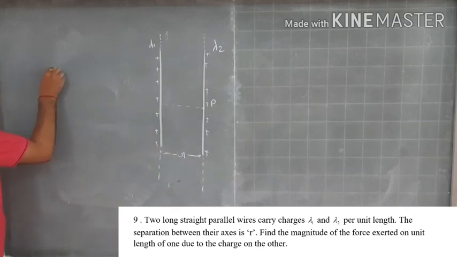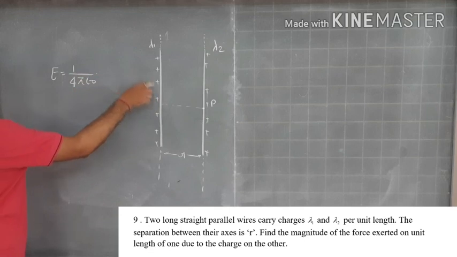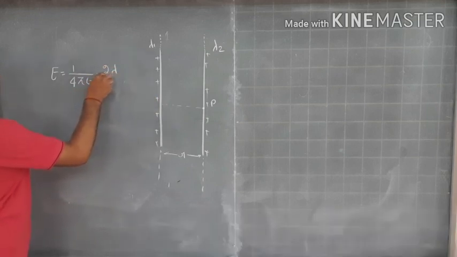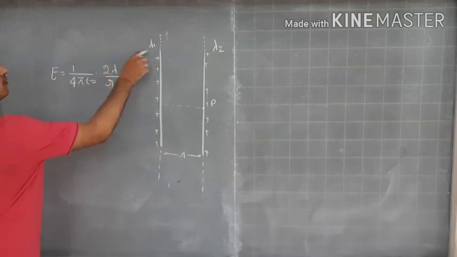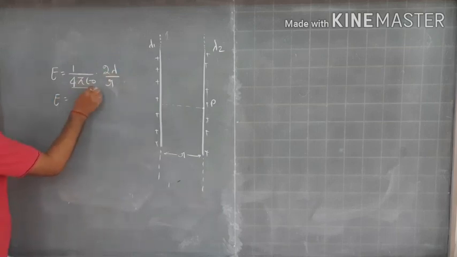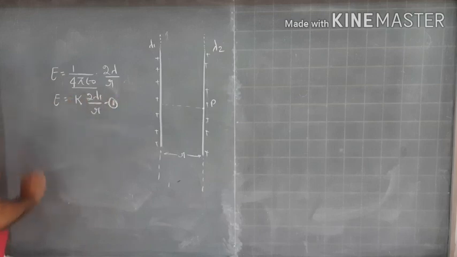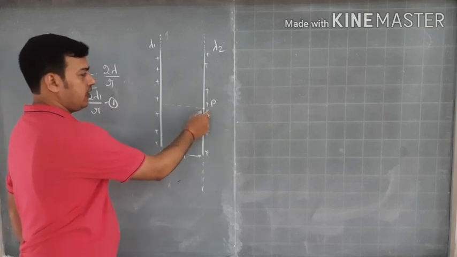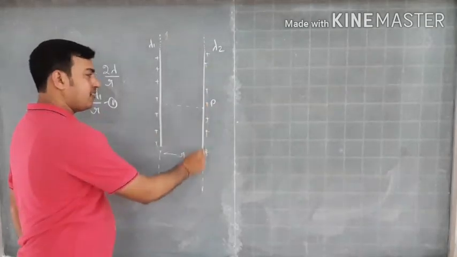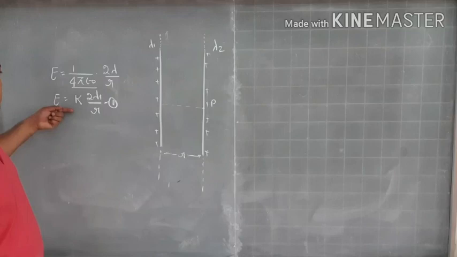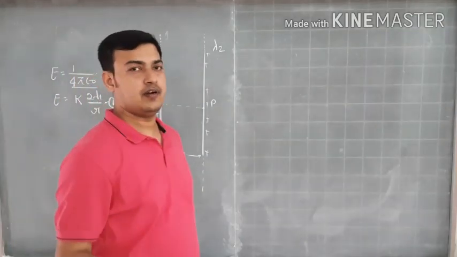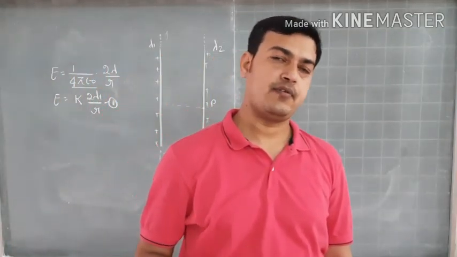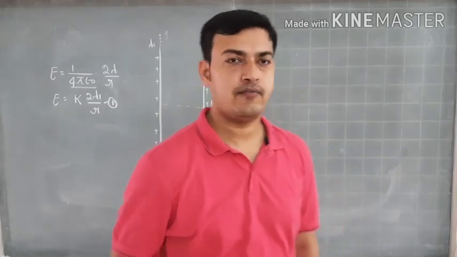So we can easily calculate it with the help of the Gauss theorem, that the field due to an infinitely long wire is twice lambda by r. Here my lambda is lambda 1, so I can write it as k times twice lambda 1 by r. Now this is the electric field produced by this wire at this point. Now my second wire is placed in this electric field, and we know that if a charge is placed in an electric field, definitely it will experience a force.